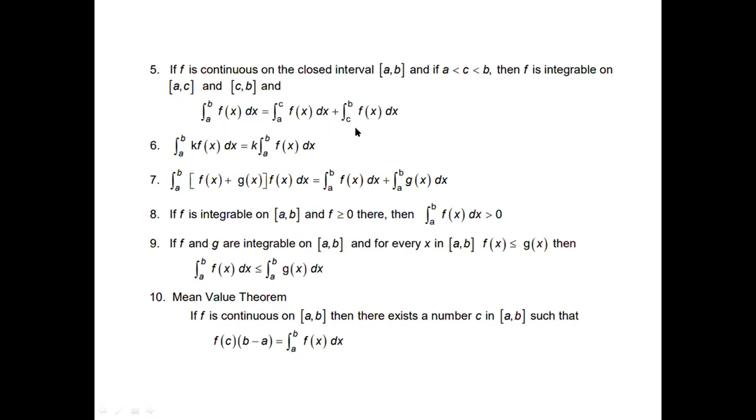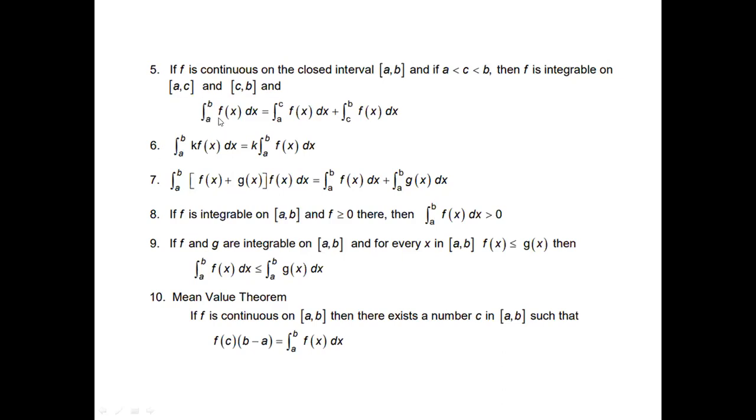It is illustrated here. This is only true when your function is continuous, meaning your function will not have any discontinuity, no break if you graph it on that interval. If there are discontinuities, of course, this will not be applicable.